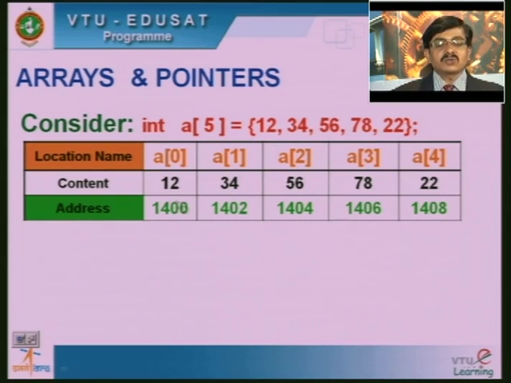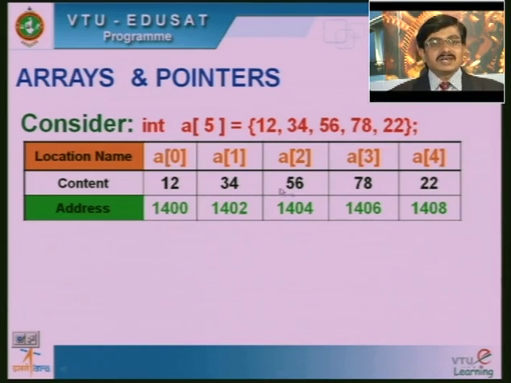You can see 1400 and 1401 are the 2 bytes associated with the A of 0th element, and 1402 is the base address of the second element, A of 1. The other byte is not shown, only the starting address of each memory location is shown here. The base address of the 0th element is 1400, for the value 34 it is 1402, for A of 2 it is 1404, for A of 3 it is 1406, and for A of 4 it is 1408.